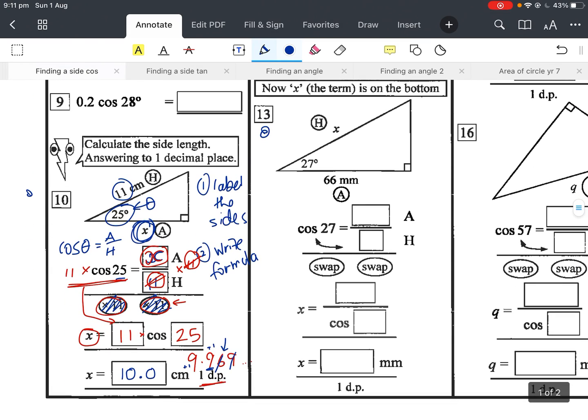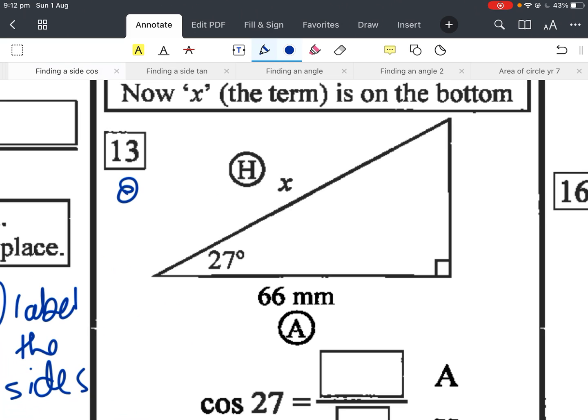All right, so now here comes question 13. Question 13 is a little bit different to 10, 11, and 12. So I'll show you how to do this one, and I'll remind you the mathematical intentions behind it for those of you who didn't watch the first video. So this time, I identify my sides first. We've identified the sides. One's an A, one's an H.